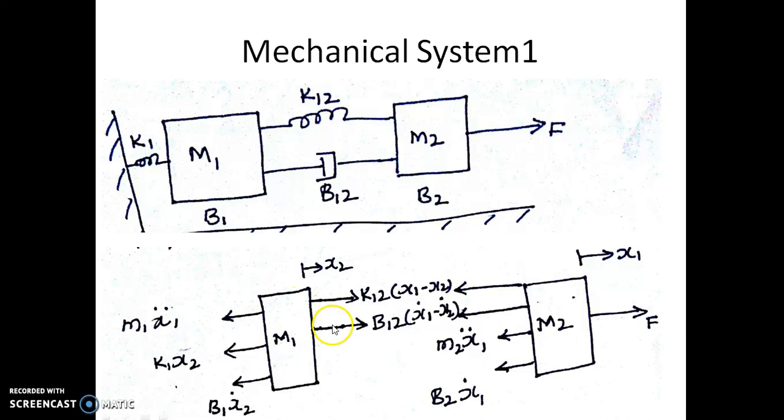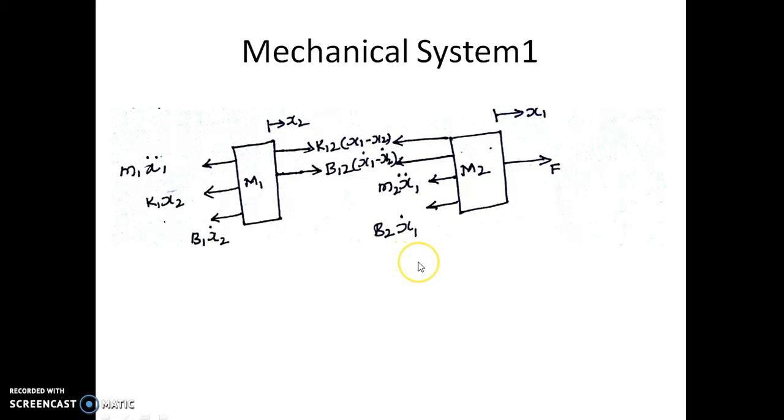So we have this acting force for M1, and we have the opposing forces for M1 due to its mass and acceleration, due to the spring constant and its displacement, which corresponds to this as x2, and we have the viscous friction for M1, which is B1 into x2 dot. So once we are through with the free body diagram, we can easily write the equation by equating the left hand side force to the right hand side force, which is the acting force to the opposing forces.